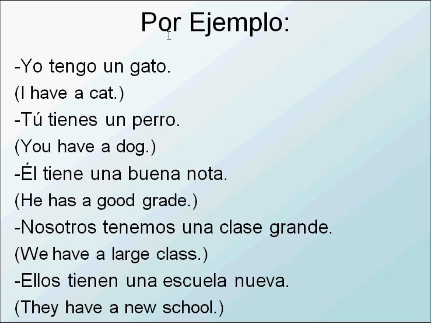Now you're probably going, I haven't learned these words, un and una. You're going to learn them in chapter 6 of this unit, so we're getting there. For now, don't worry about them. Just focus on the tener conjugations. Then we have a big class would be nosotros tenemos una clase grande, or you can take out the nosotros. Just say tenemos una clase grande, and that's understood to say we have. And then they have a new school. Ellos tienen una escuela nueva. Ellos tienen is they have.